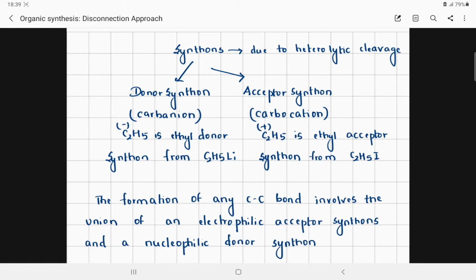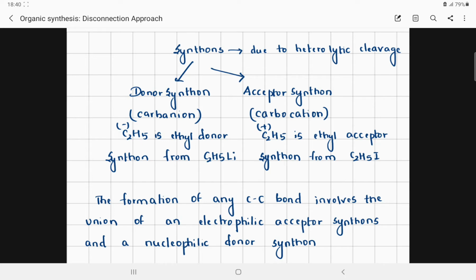Hello everyone. In the previous discussion, we have understood about synthons and synthetic equivalents, and then how we could start designing a synthesis, or how we could have a strategy to build a disconnection approach, and then we can do a forward reaction. In the present discussion, we will be looking into details of the synthons and synthetic equivalents.